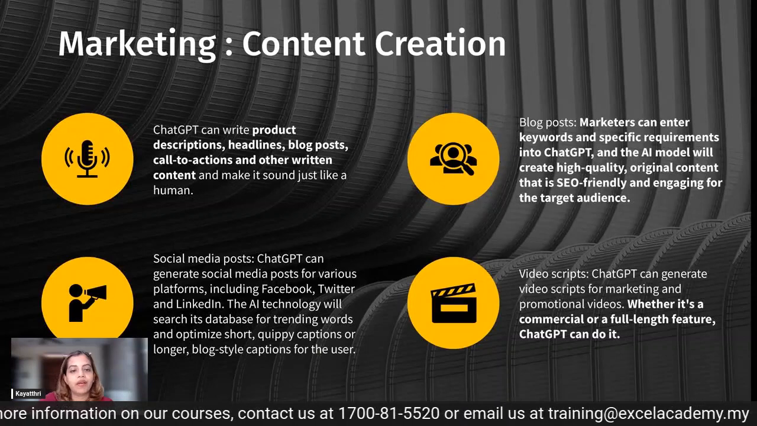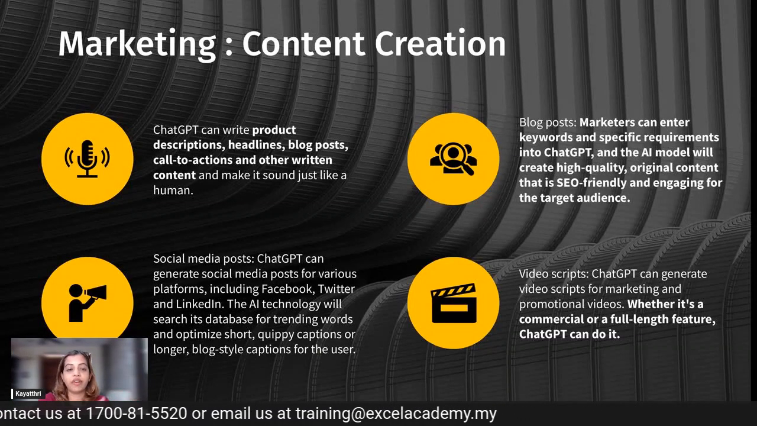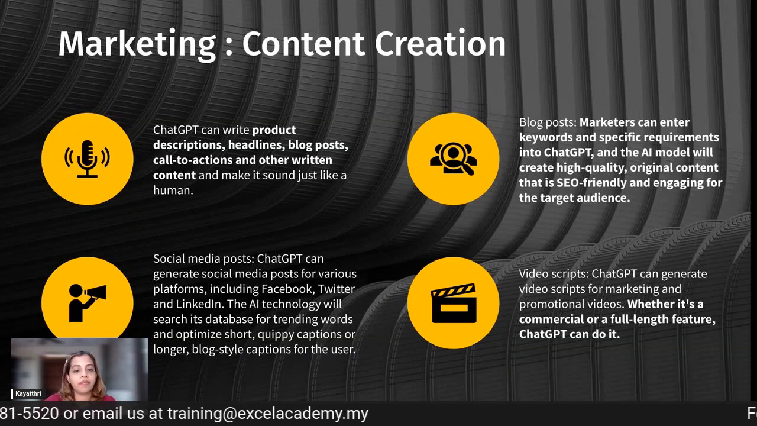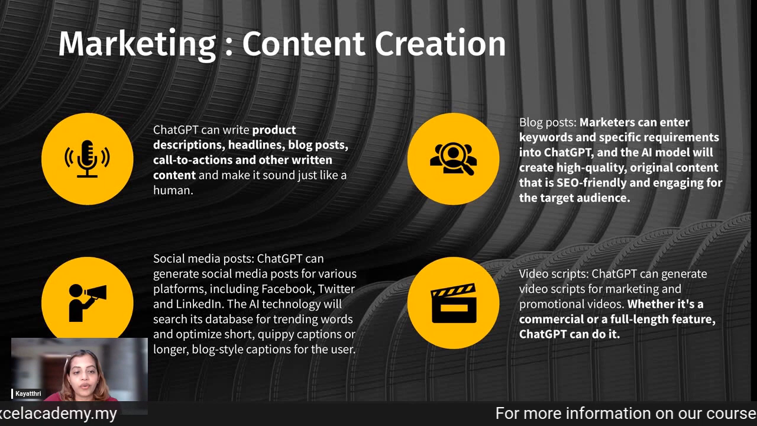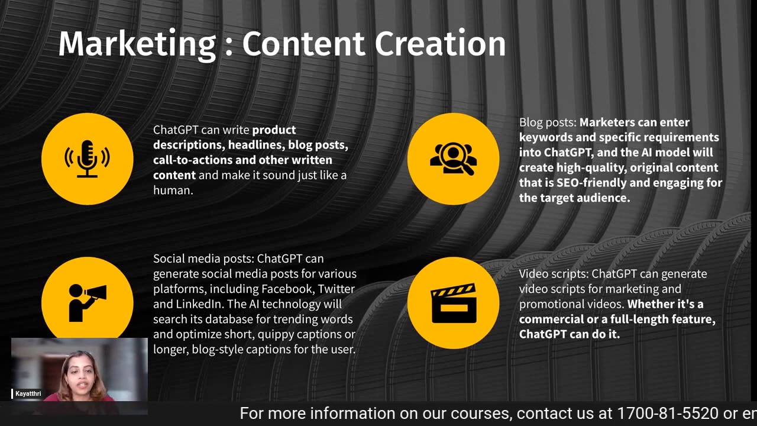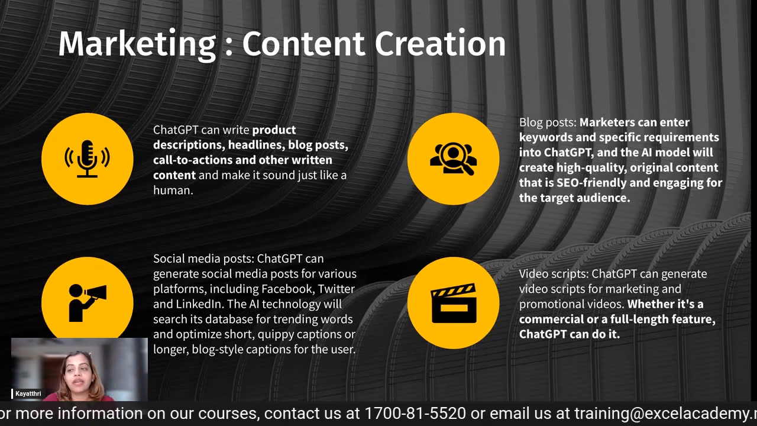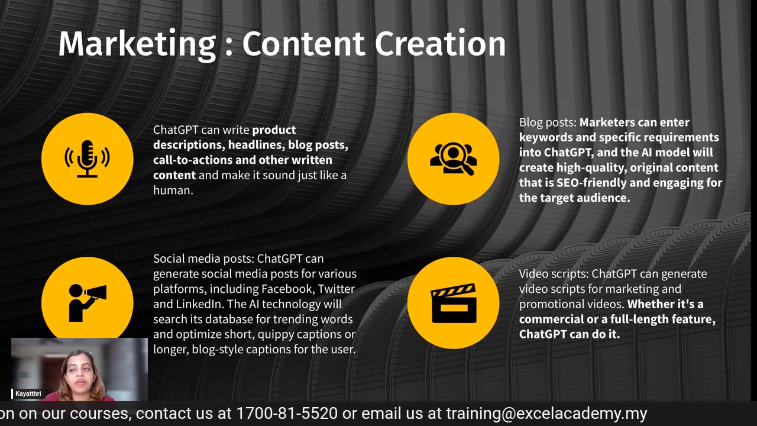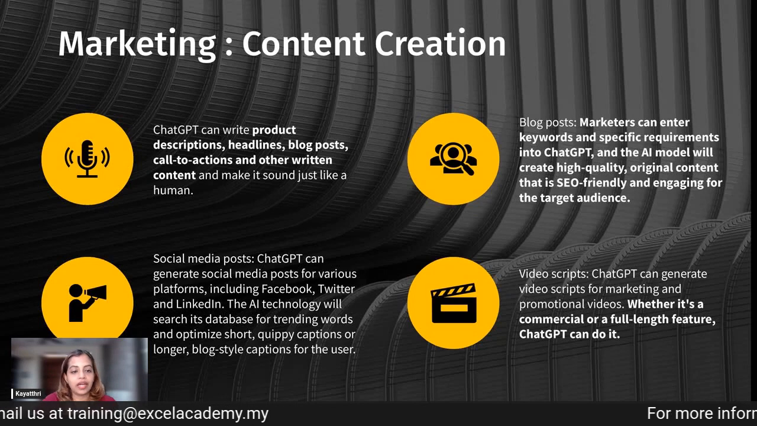Okay, now let's look into how you can use this in different areas. For marketing, for example, ChatGPT can write product descriptions. It creates content for you guys, right? Product descriptions, headlines, blogs, call to action, or other content. So if you're doing email marketing, you know how important the email title is. So ChatGPT can actually help you to create different types of email titles, all right? So the headlines and stuff.